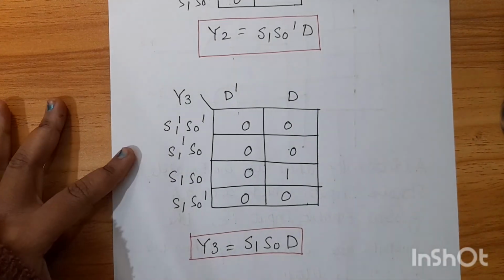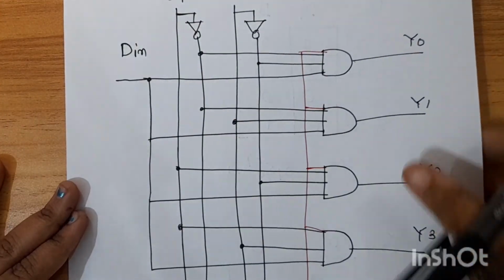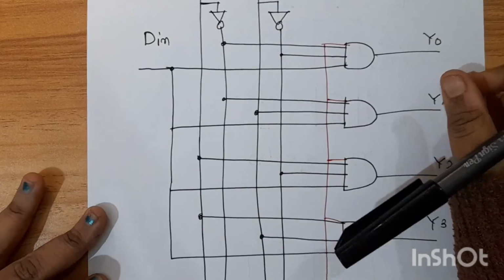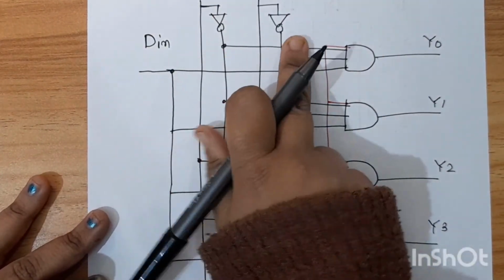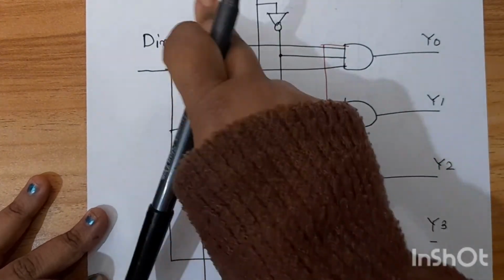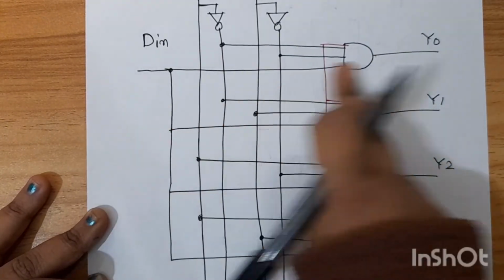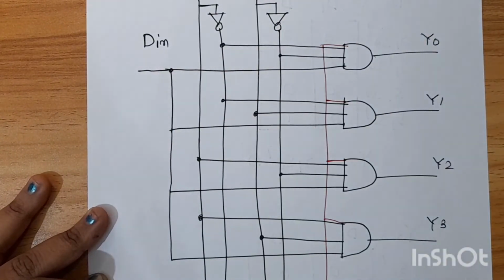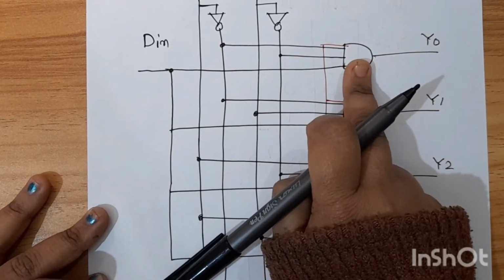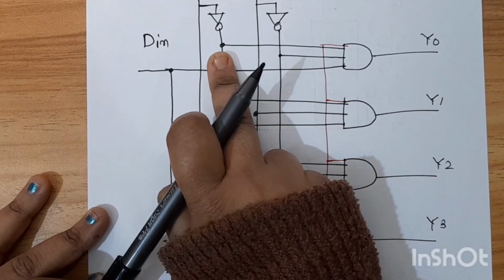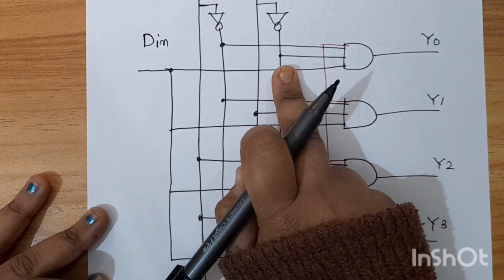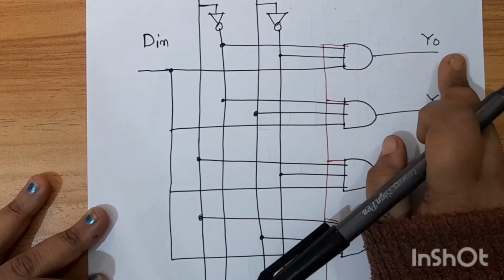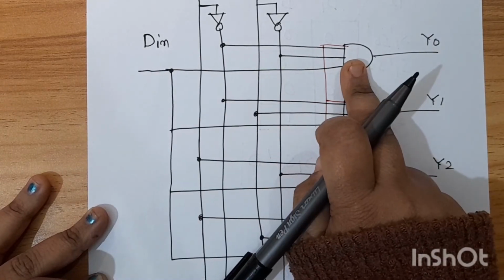So here is the demultiplexer circuit of the 1 to 4 demux. S1, S0, NOT gates have been put. S1, S0, here is the NOT, here is the NOT. The D input is going to all the 4 AND gates. Now for this one, Y0, S1 bar and S0 bar are going, so Y0, D in.